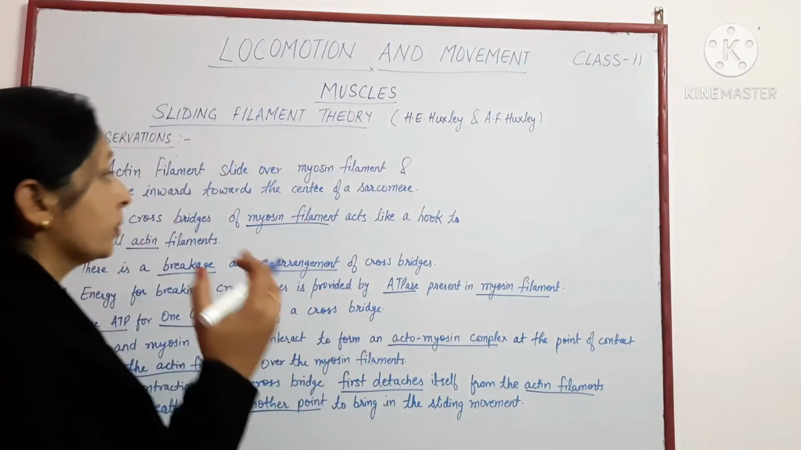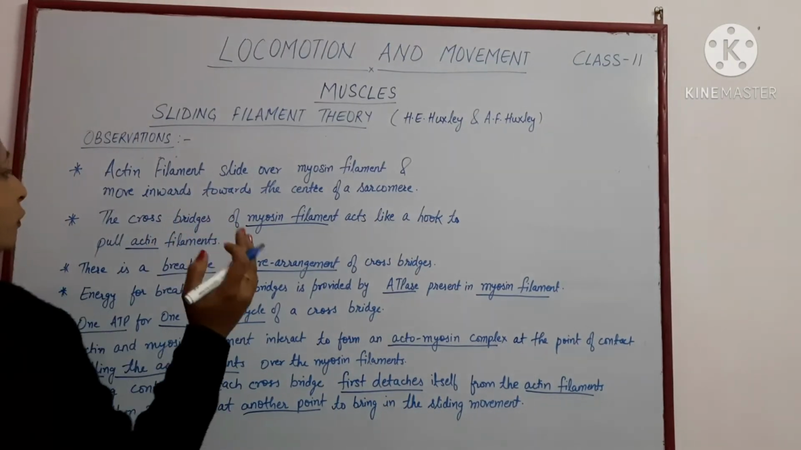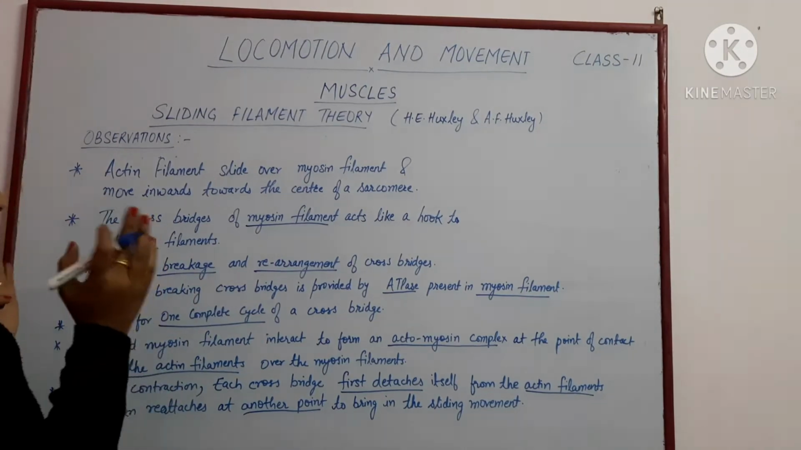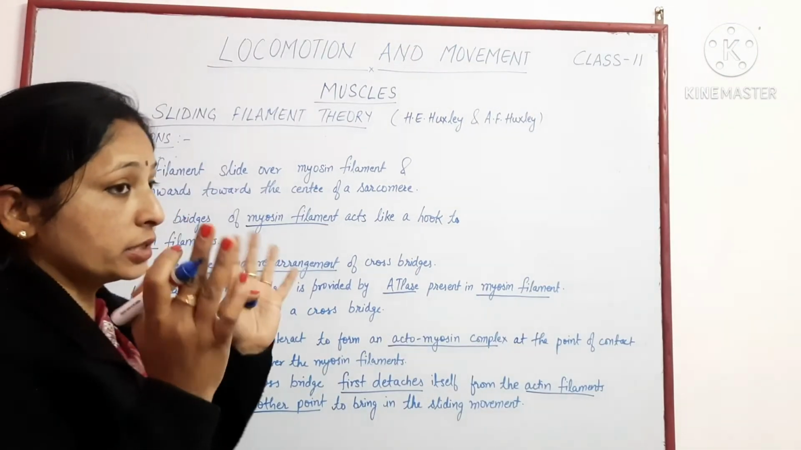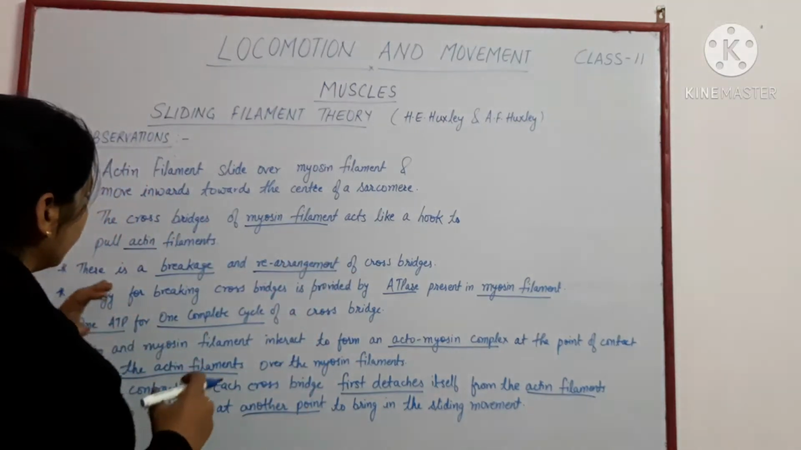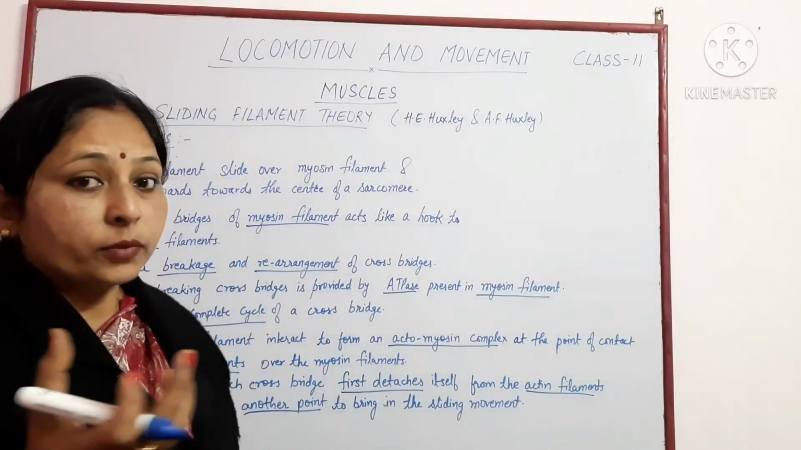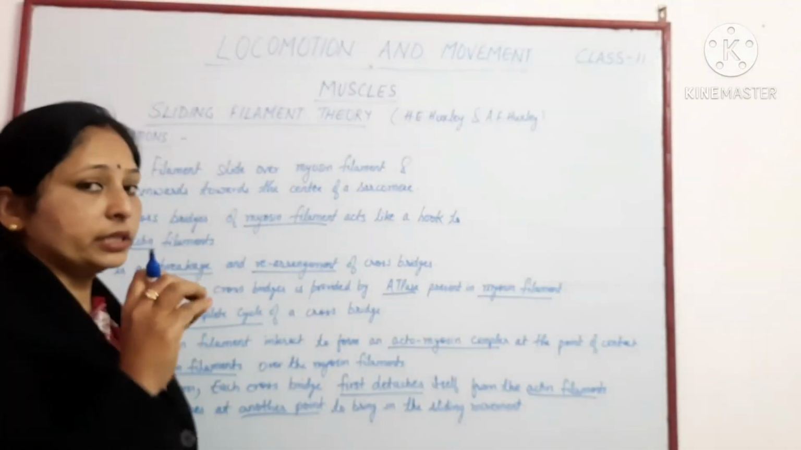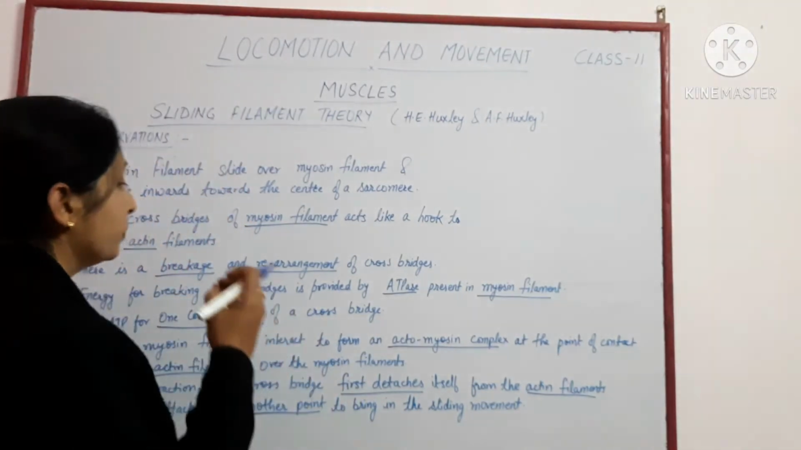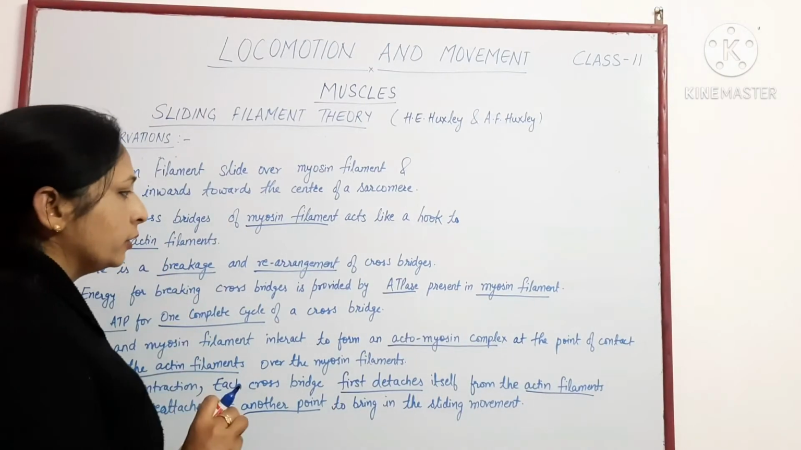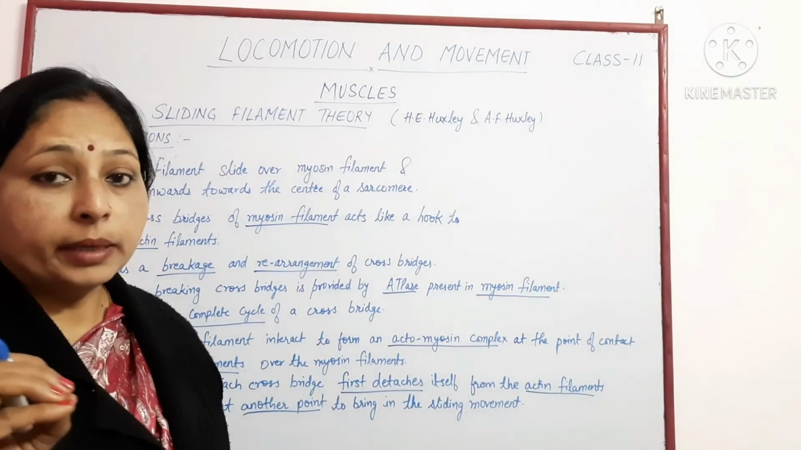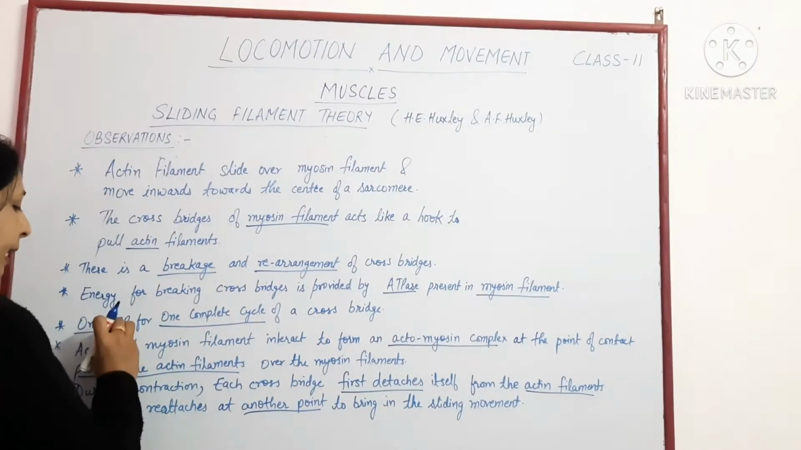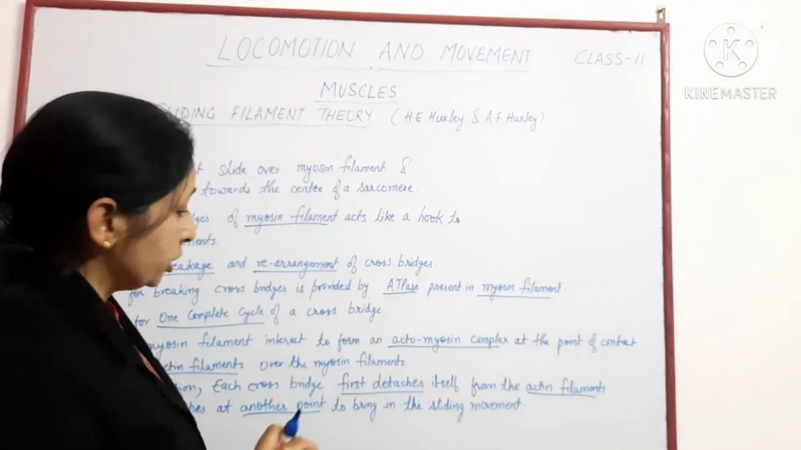This actin myosin movement, when they slide over one another in a sarcomere, is always towards the inside, towards the center, resulting in a contraction phase. The cross bridges of myosin act like a hook for the actin filament. There is breakage and rearrangement of cross bridges. Energy is provided by the ATPase enzyme present in the myosin filament. One ATP for one complete cycle of a cross bridge.